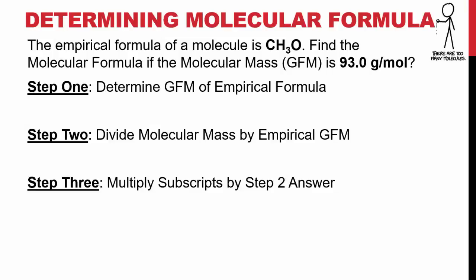Now, we want you to pause the video right now and try this problem on your own. Okay, I'll read it off to you. The empirical formula of a molecule is CH3O. Find the molecular formula if the molecular mass is 93 grams per mole. So, using the 3 steps that we gave you, figure this out on your own.